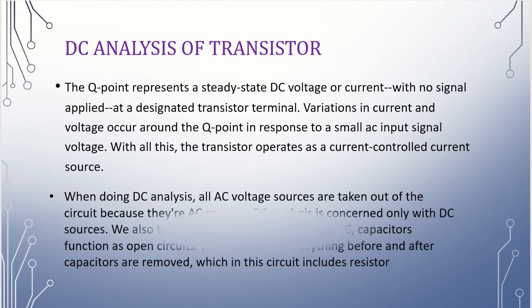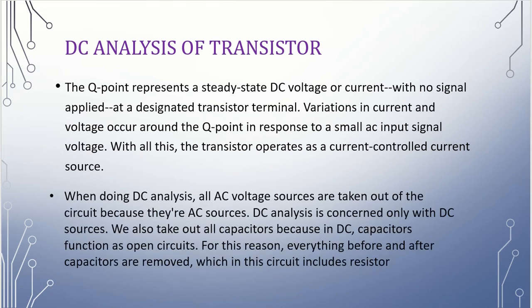The Q point represents a steady state DC voltage or current with no signal applied at a designated transistor terminal. Variations in current and voltage occur around the Q point in response to a small AC input signal voltage. With all these, the transistor operates as a current controlled current source.